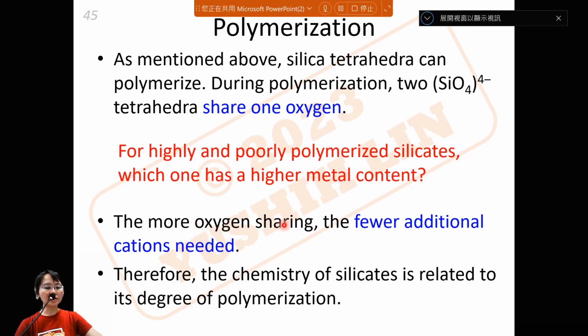The more oxygen sharing, the fewer additional cations are needed. For each silicate, the charge needs to be balanced, so the oxygen can determine whether it wants to shake hands with silicon or with another metal. If the oxygen determines that it wants to shake hands with another silicon, then it doesn't need that many additional cations. Therefore, the chemistry is related to its degree of polymerization.